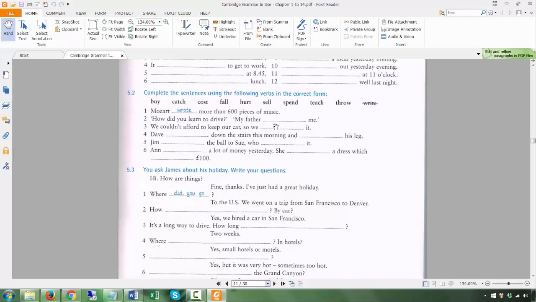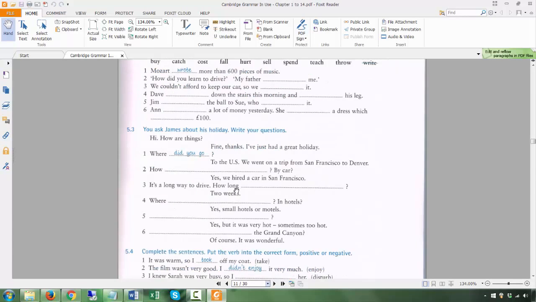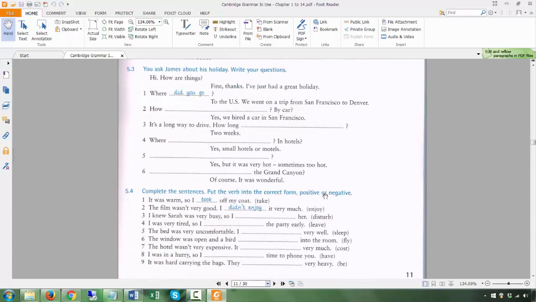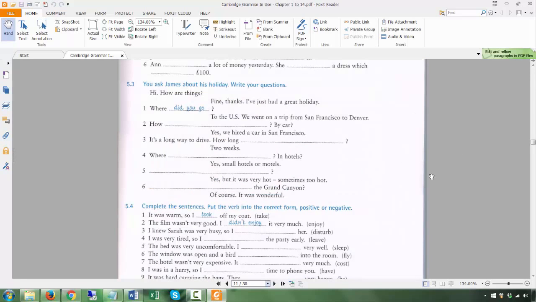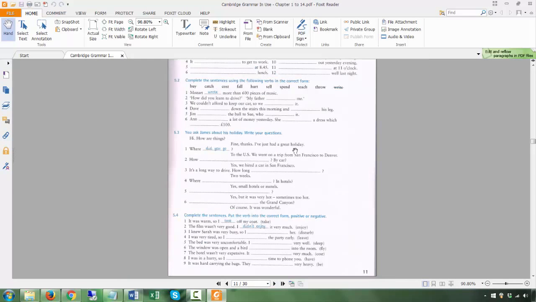And then this is going to be positive or negative. I don't think there's a question. And this, then it will be a question. You could use a question form. And lastly, also put the verb in the correct form, positive or negative. So they don't test you the question there, but here they test you the question. Look at the question marks. So that is past simple.